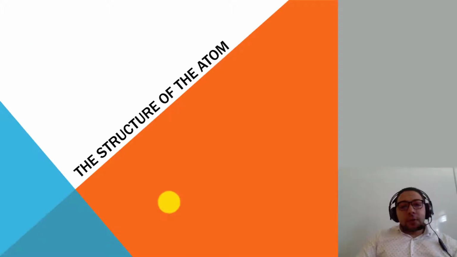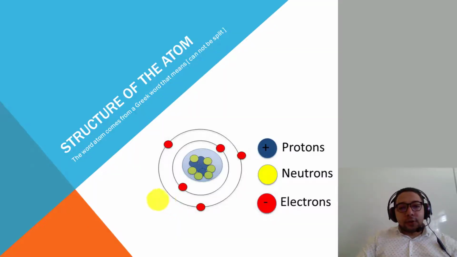So let's first talk about the structure of the atom. The structure of the atom consists of a core. This core is called the nucleus. The core consists of neutrons, represented in yellow color, and protons, which are represented in blue color. Surrounding the nucleus, we have levels or energy levels. These energy levels contain a red particle, which is called an electron.